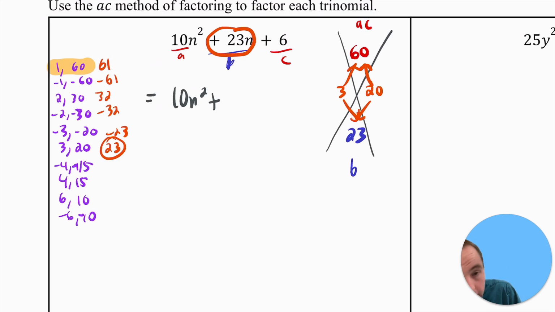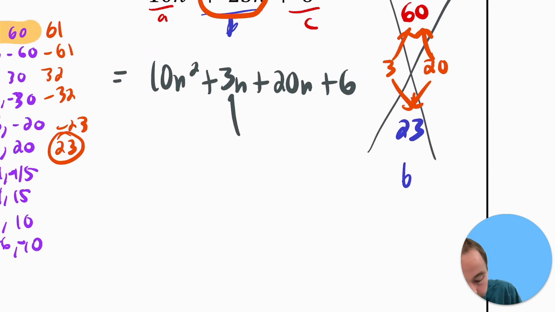And then it doesn't matter if you put the 3n or the 20n, because we know that with grouping you can change the order of stuff. So if you put the 20 there and the 3 there, it'll still factor by grouping just fine. It's not a big deal. So I'll just put the 3 first and the 20 there, and then we'll just factor by grouping.